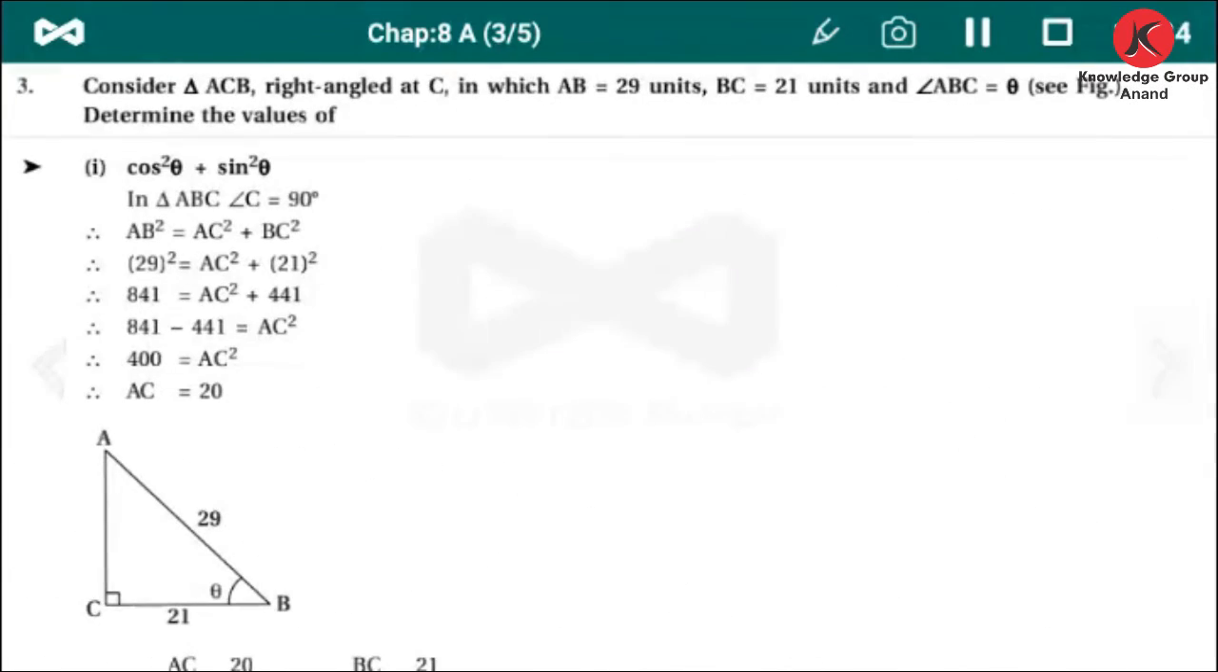Now example number 3. Consider triangle ACB right angled at C, in which AB is equal to 29, BC is equal to 21 and angle ABC is equal to theta. Determine the value of cos square theta plus sin square theta.